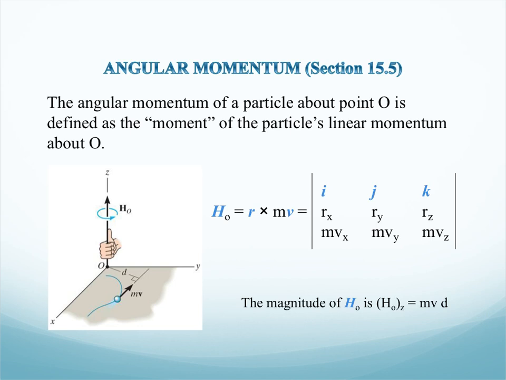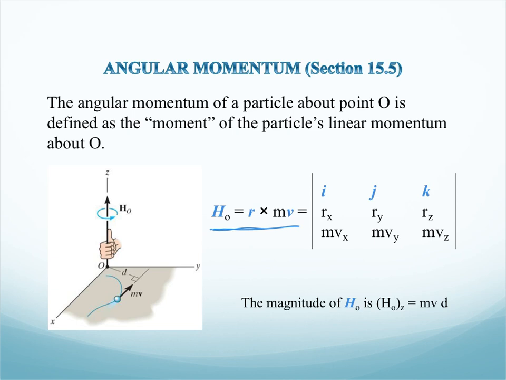Going along with the idea of how we define it as the moment about a point, we define it using the cross product, which should make sense because moment of a force is r cross F, so angular momentum, which can be the moment of momentum, is r cross the momentum. And so here we see the definition of angular momentum about some point.